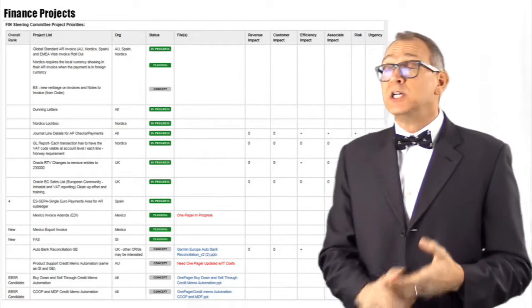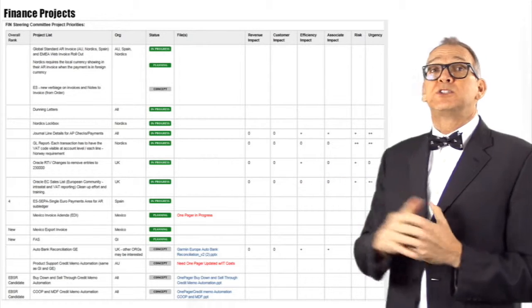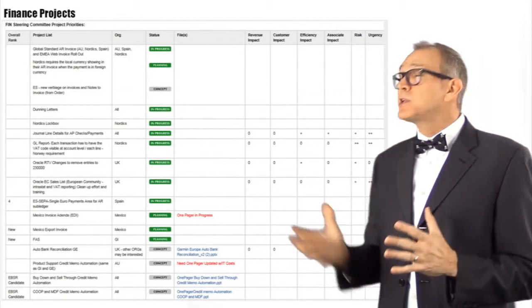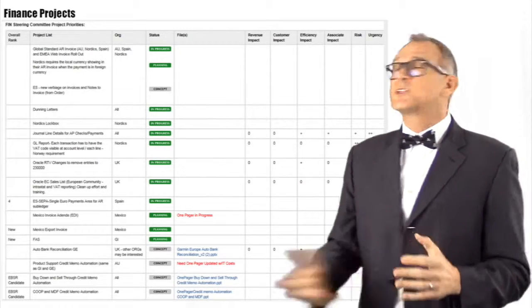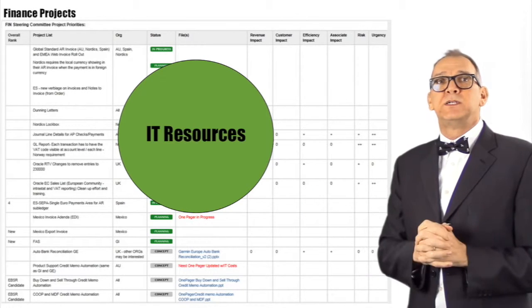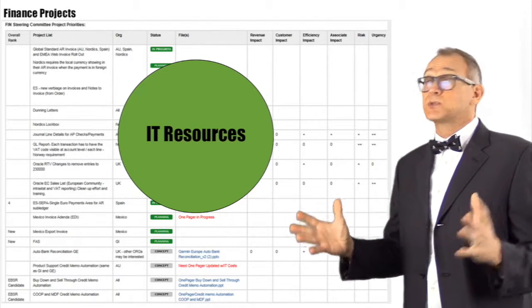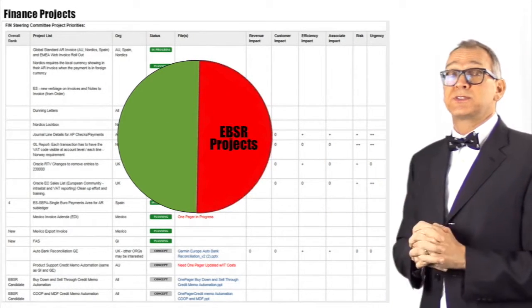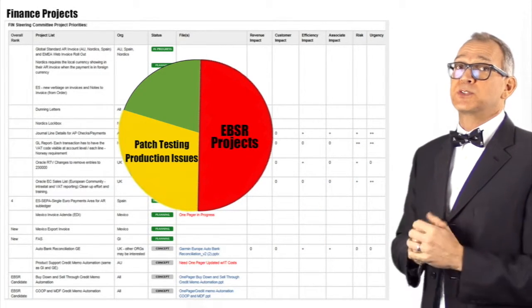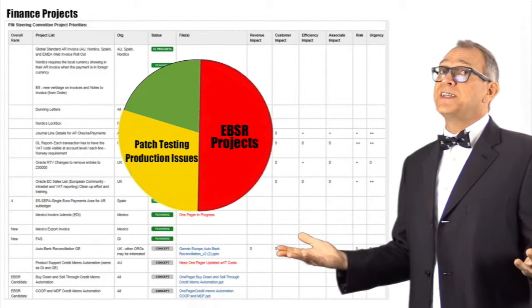So now you have all these projects just waiting in line for available resources to work on it. The IT department only has so many resources. This pie graph represents the IT resources that are available. So now you have your EBSR projects, which take up a big chunk of these resources. Then you have patch testing and production issues, which take up another chunk of the resources. What's left is for finance projects.